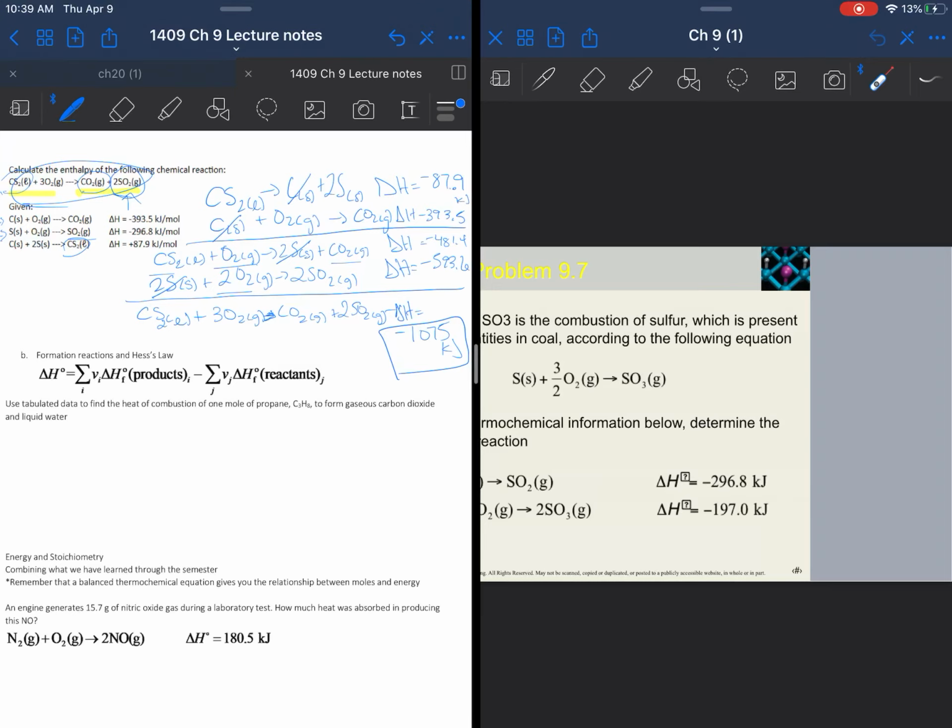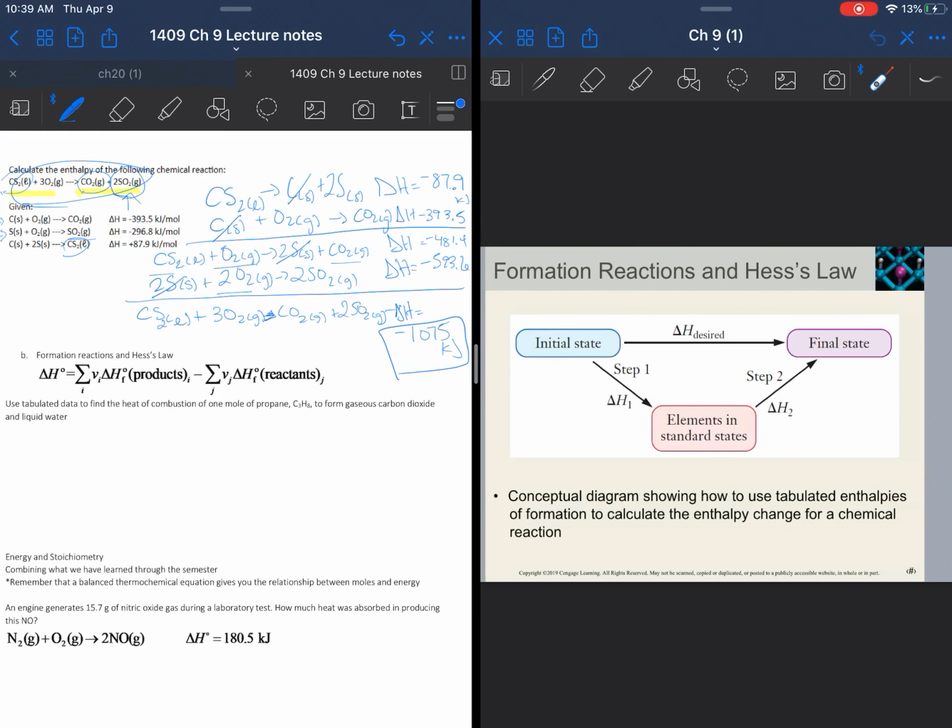Remember, whatever you do to part of the equation, you have to do to the whole equation. If you flip it, change the sign. If you multiply or divide, don't forget to do that to your delta H's. Following that same logic, we can think about the overall delta H in terms of breaking every starting material down into the elements and then forming the products from the elements.